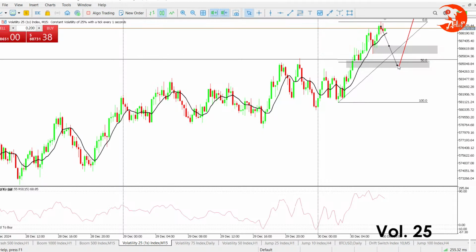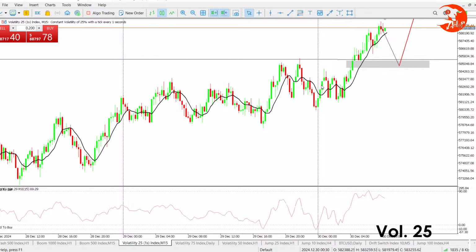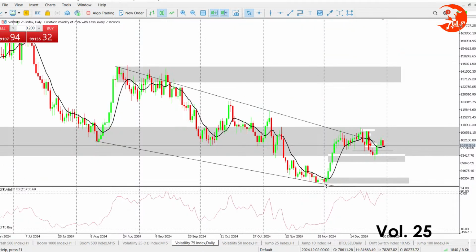I'm not entering any market. All right, so I want to leave this now and wait for something like this. Until this happens, I'm not entering any market on any trade on V25. All right.